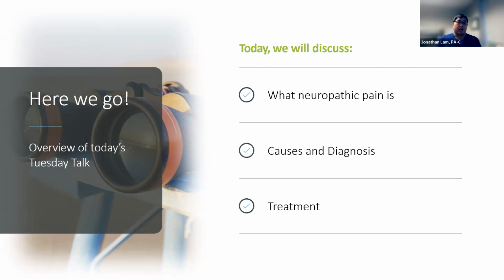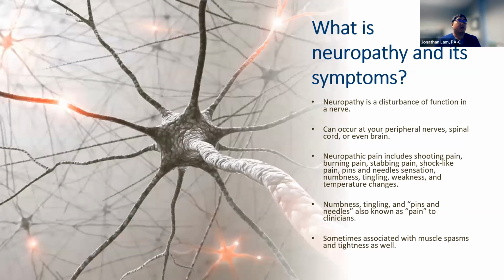Let's get started. Today we're going to talk about what neuropathic pain is. It can mean a lot of different things. We're going to talk about most of the main causes, as well as how we diagnose it. Then we're going to talk about some treatment options, especially treatment options that we can help with here at Genesis. So what is neuropathic pain and its symptoms?